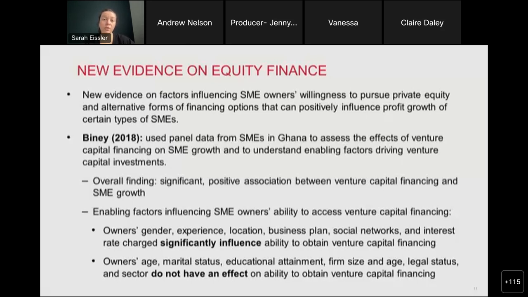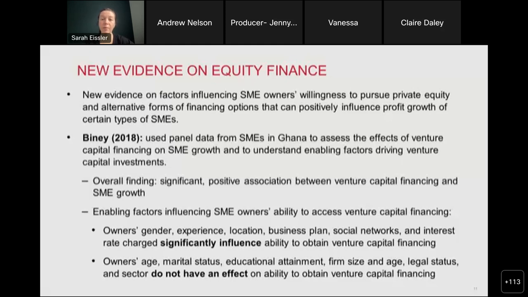The findings also show that certain socioeconomic factors, such as the owner's gender, experience, geographical location, business plan, social networks, and interest rate charges, influence the owner's ability to obtain venture capital financing, whereas other key factors, such as the owner's age, their marital status, their educational attainment, the firm's size and age, the firm's legal status and sector, did not have a significant effect on the owner's ability to obtain venture capital funding.